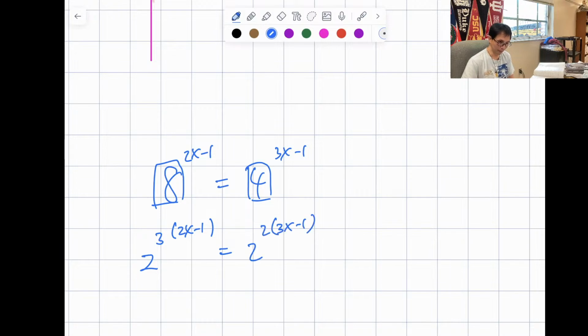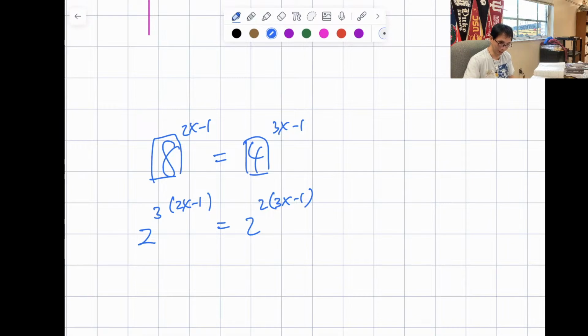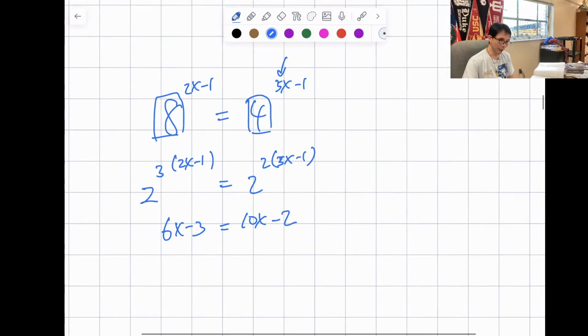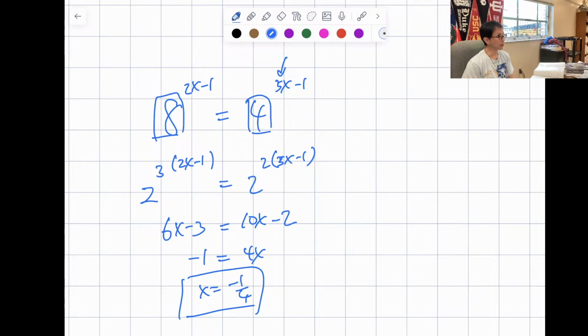So, oh, by the way, this is a bad question. This should be 5, and this is 5. Okay, so that would be a better question. I changed this to 5. Otherwise, it won't be defined. So if you have 6x minus 3 is equal to 10x minus 2, I can solve for it. I can say that's 4x, that's negative 1, so x equal to negative 1/4. This is a common base equation. Everybody in this room, we already have a test on this before. Is that okay? It's nothing new.